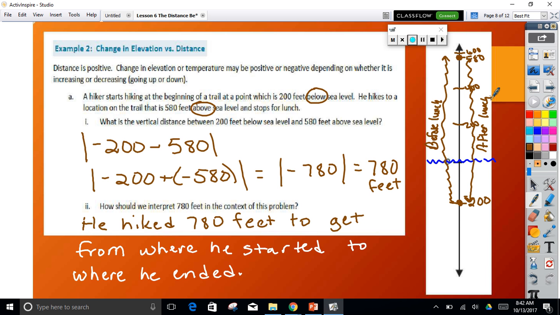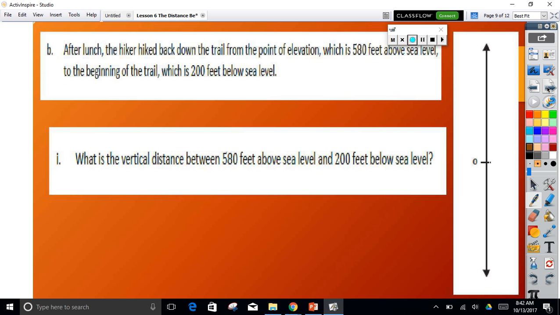So when it asks for the vertical distance between 580 feet above sea level and 200 feet below sea level, is that different than it was when we went from 200 below to 580 above? No, it's easy to see on a number line that that is still the same distance. So the distance is still 780 feet.